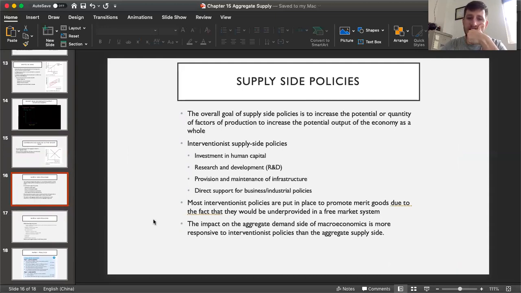What could cause a shift of supply? A lot of this we've actually already mentioned previously, but we'll quickly go through and cover it real quick. For supply, it says overall the goal of supply side policy is to increase the potential or the quantity of factors of production to increase the potential output of the economy as a whole. So our goal here is to either improve the potential of the economy or improve the overall economy as a whole. So there are lots of different ways that we can do that.